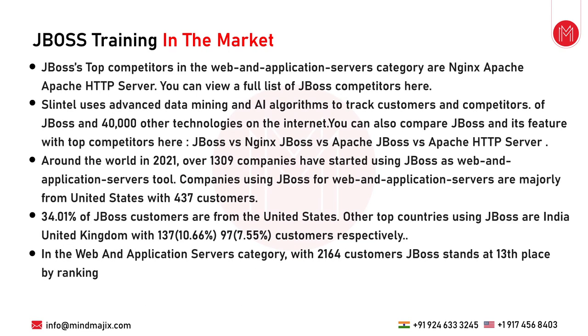And about the market, you can see that JBoss's top competitors in the web and application servers category are Nginx and Apache HTTP Server. These are what we call web servers, the front end. So we have two types of servers, a web server and an application server. The application server is what we are going to run on this platform. JBoss is the application platform we are learning here. So the Nginx and Apache HTTP servers you are seeing are all related to JBoss.